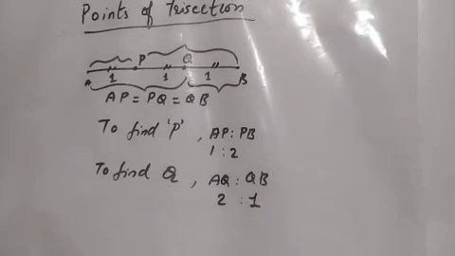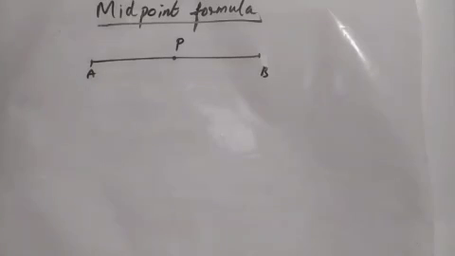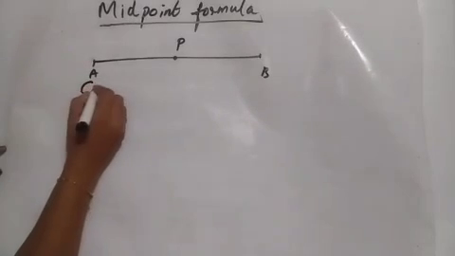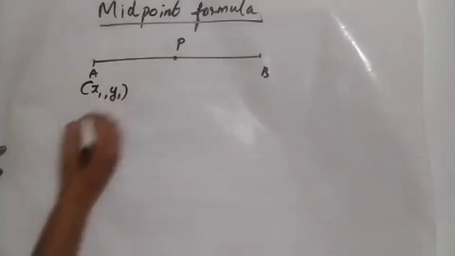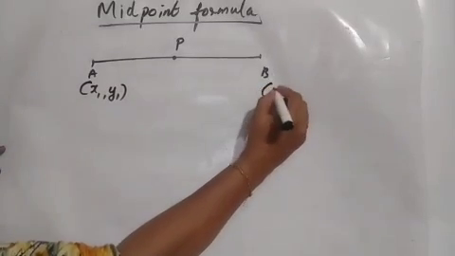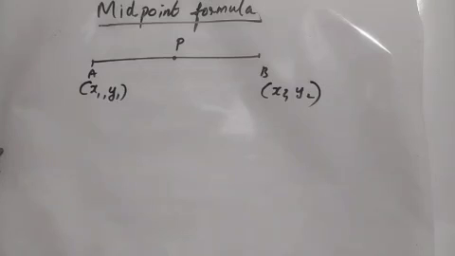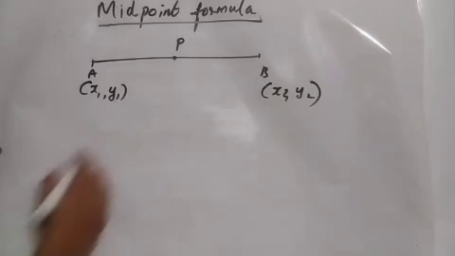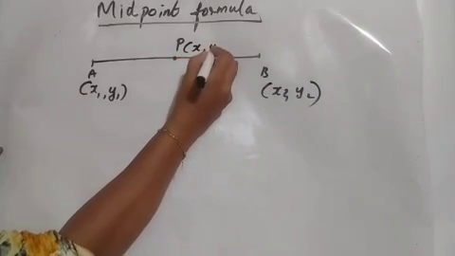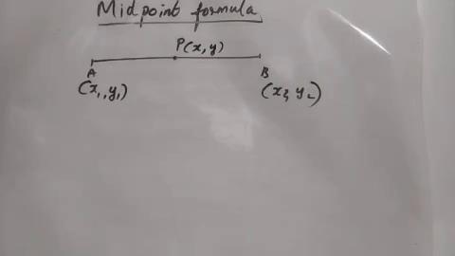And the next is the midpoint formula. To find the midpoint of a line segment, A is a point x1, y1. These are the coordinates of the first point A, and x2, y2 be the coordinates of point B. Then how can we find P, that is the midpoint? Let the coordinates be x, y. We know the coordinates of the 2 points A and B. Then if we know the ratio also, we can apply section formula to find the midpoint. Can you say what is the ratio?